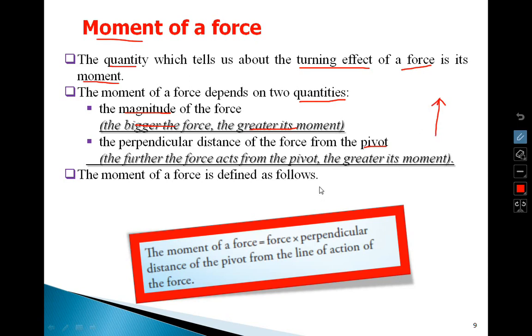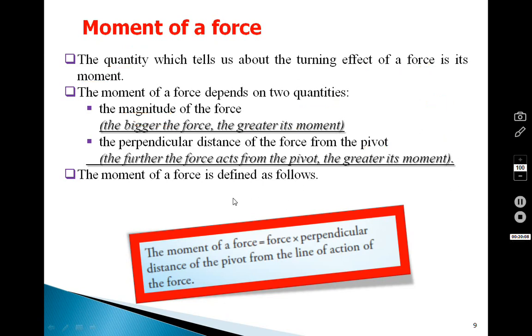So the moment of a force is defined as follows. The moment of a force, or how we can find the quantity of the moment of a force, is equal to the force times the perpendicular distance of the pivot from the line of action of the force. So we will take some examples to make those things more clear to you.